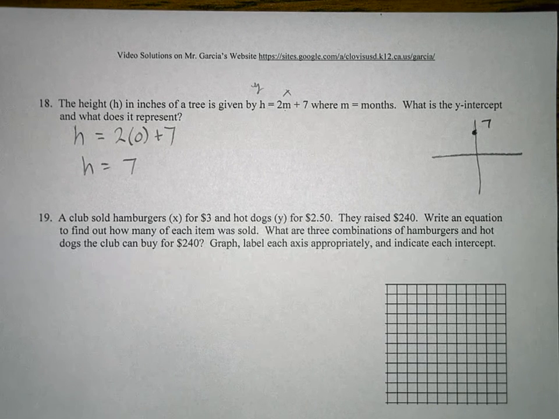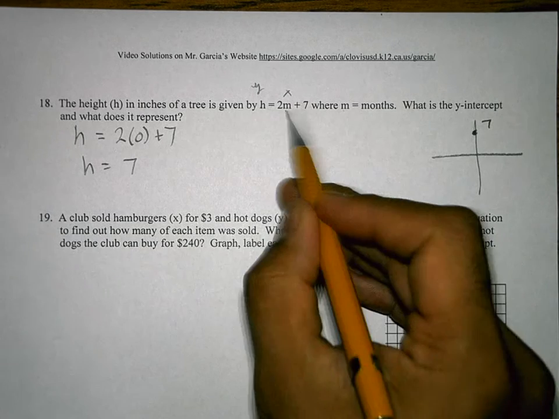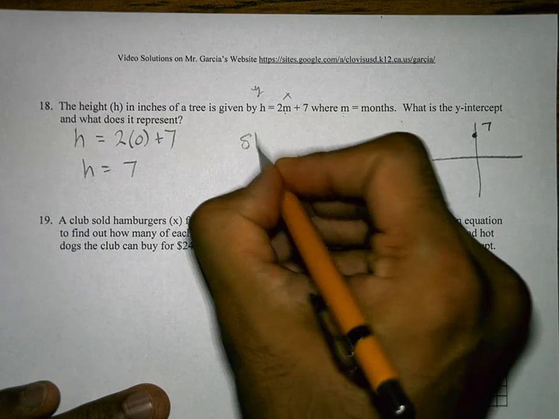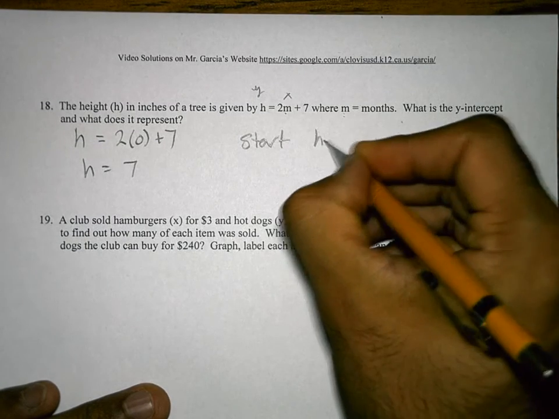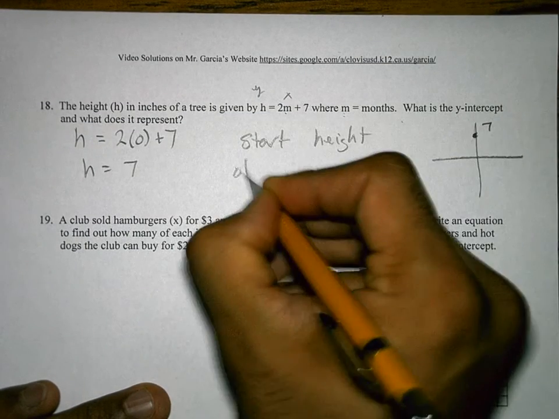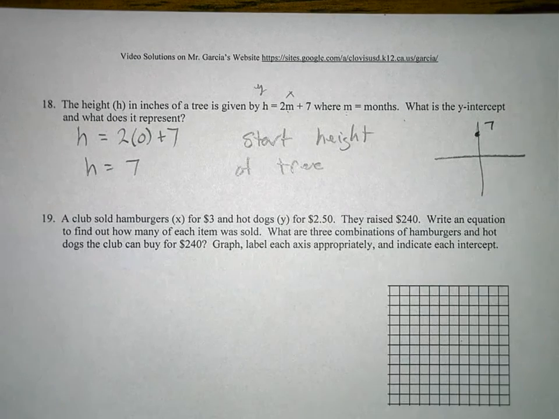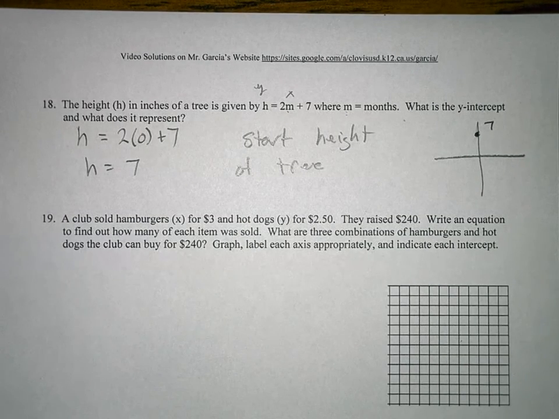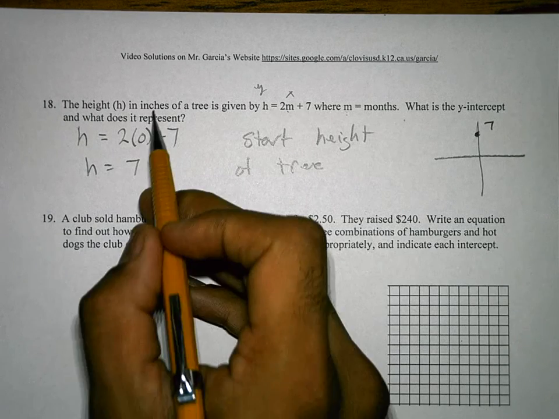So I'm charting the height of a tree. Well, what does that mean? So that's when I'm at 0, when I have 0 months. I plugged in a 0 for x, that means 0 months. So that's the starting height. It's the starting height of the tree when we started to measure it. When we started calculating how tall this tree was and how it's growing, it was originally 7, I'm assuming, inches.